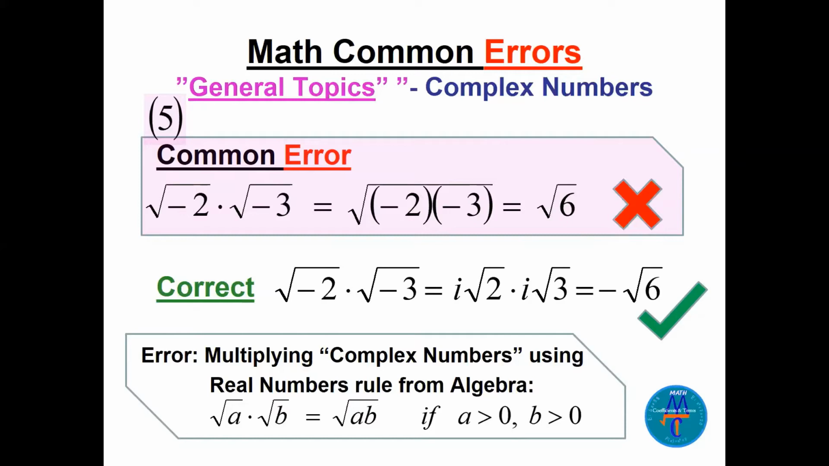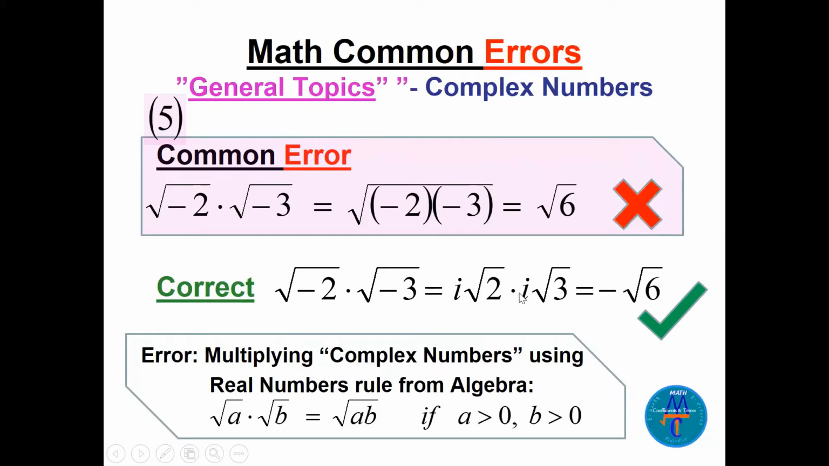Now, I'm explaining here in this slide why this is wrong. First of all, it is wrong. Common error, common mistake. Why is it wrong? Look at the correct part. Square root of minus 2 will be i times square root of 2, because this is not a real number. This is a complex number. Square root of minus 3 will be i times square root of 3.